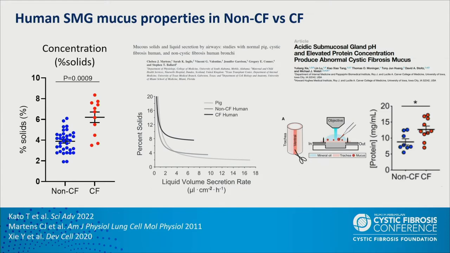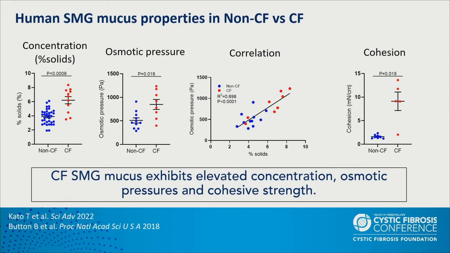Also from the University of Iowa, they used a different collection method of gland mucus, and they also reported the increased protein concentration in CF gland mucus. We measured the osmotic pressure, and it also increased in CF, and the concentration and osmotic pressure showed a strong correlation again in human. And we also measured the cohesive strength of gland mucus. The cohesive strength is the force that is required to tear the mucus. So the elevated cohesion in CF gland mucus may be one reason why the gland mucus cannot be released from the gland duct, as the other presenter showed.